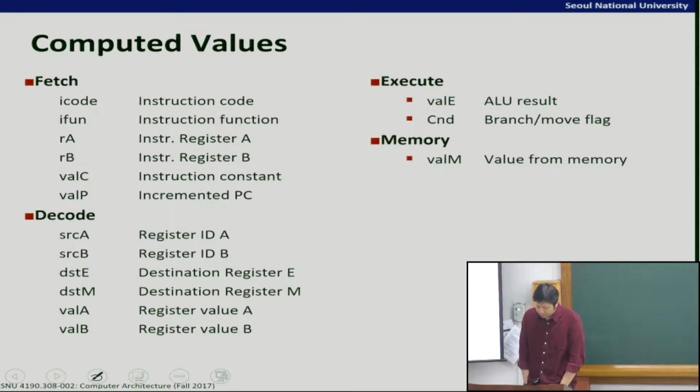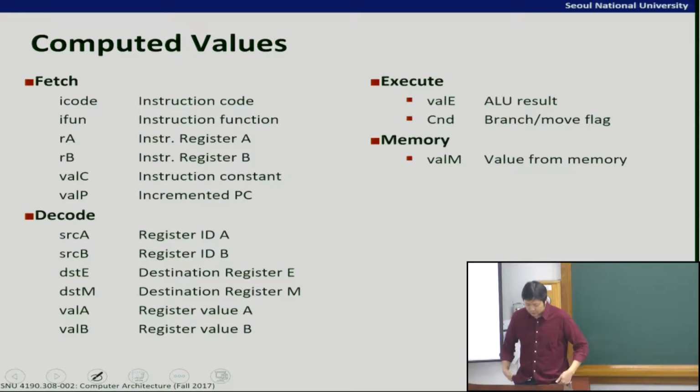So there are some computed values here. We first need to derive icode and ifun. Those variables mean instruction code and instruction function, like opcode. And rA and rB are register specifiers: rA is which register to read, register A and register B.